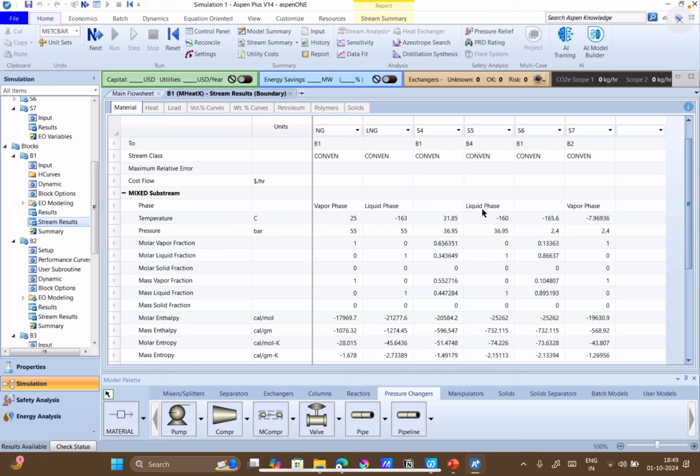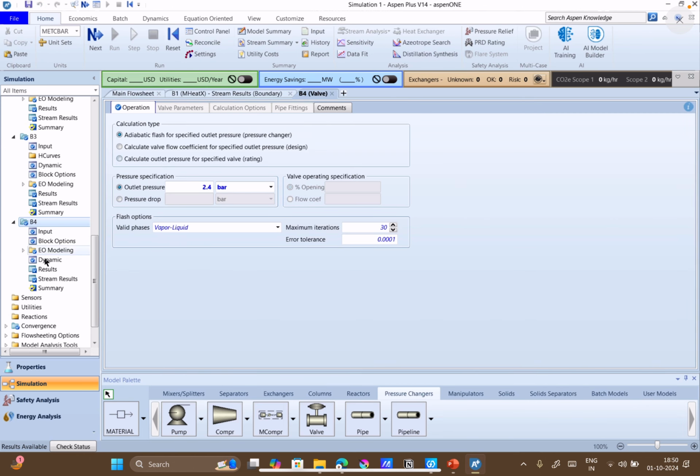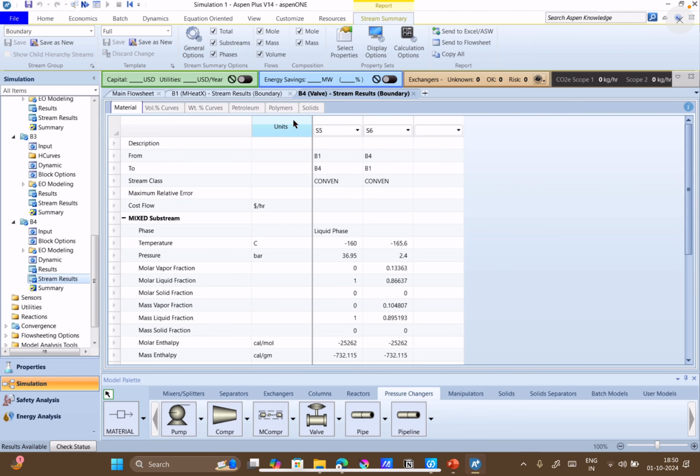From there, this minus 160 degree centigrade, 36.95 bar stream went to our B4, which is our throttling valve. There it expanded due to the Joule-Thomson effect, and from minus 160 the temperature went to minus 165.6 and the pressure went to 2.5 or 2.4 bar. This we had provided. Due to this expansion, the stream pressure went down, so instead of liquid, our stream became a combination. The molar vapor fraction is 0.133, so it became a vapor plus liquid stream.